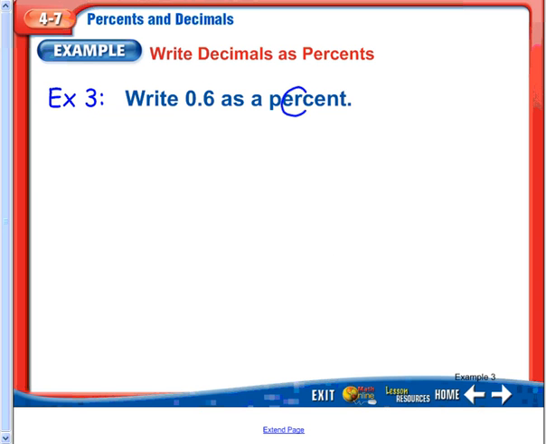Now, to write decimals as a percent, we need to remember that the word percent has an R in it, so we need to multiply 0.6 times 100, which means we move the decimal point 2 places to the right. So 0.6 as a percent is 60%.